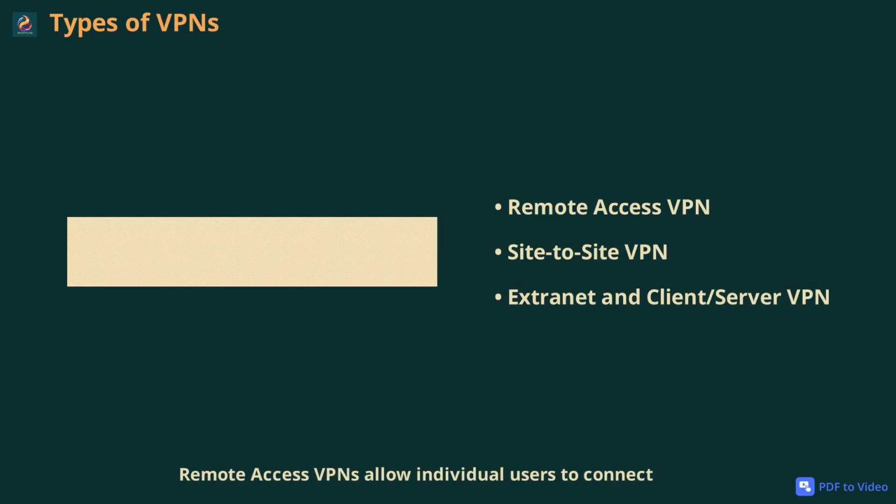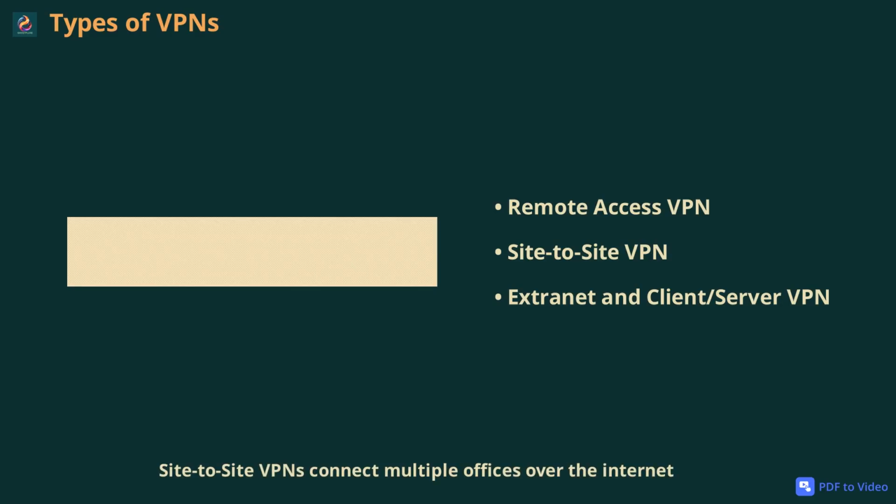Remote access VPNs allow individual users to connect securely to a corporate network from remote locations using protocols like PAP, CHAP, or Radius. Site-to-site VPNs connect multiple offices over the internet, reducing reliance on leased lines. Extranet VPNs provide business partners with secure access to critical information, while client-server VPNs protect sensitive internal communications. Each type addresses specific organizational needs for secure connectivity.